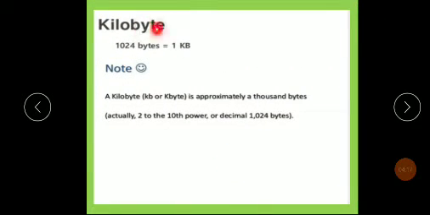Next is the kilobyte. 1024 bytes equal 1 KB. The short form of kilobyte is KB. A kilobyte is approximately a thousand bytes, actually 2 to the power 10. When you solve 2 to the power 10, you get 1024 bytes, which is 1 KB.